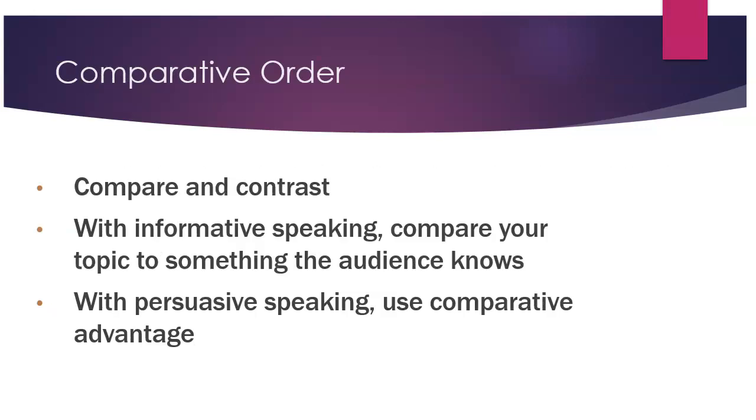Here is comparative order. And this is where we need to watch that when we're in informative speaking, we keep it to informative. If we want to use this pattern in persuasive, then we use what would be called comparative advantage. So in comparative order, when we're specifically just doing informative speaking, it is compare and contrast. So you're just comparing information about, say, a product, about an event, about a policy. When we get into persuasion, you'll use, again, comparative advantage, where you will actually choose one over the other.